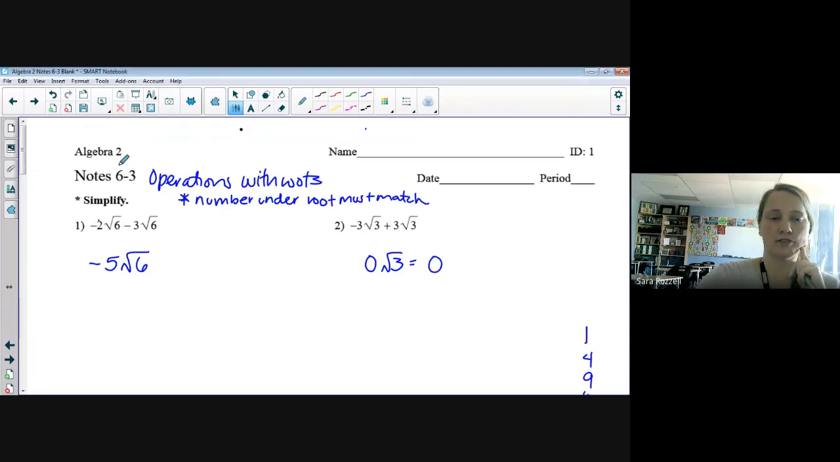All right, this is lesson 6.3. We're doing operations with roots. When you're adding and subtracting roots, you have to have the numbers under the square root. They have to match. They have to be the exact same number.